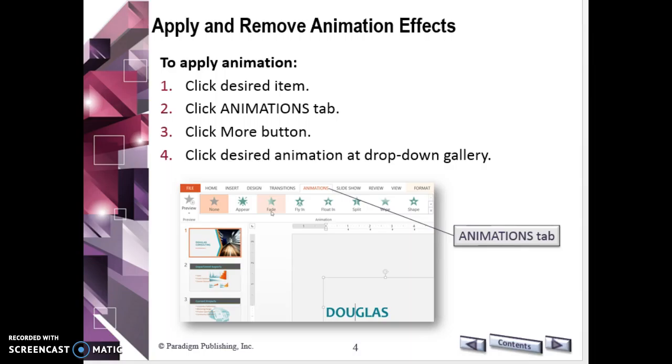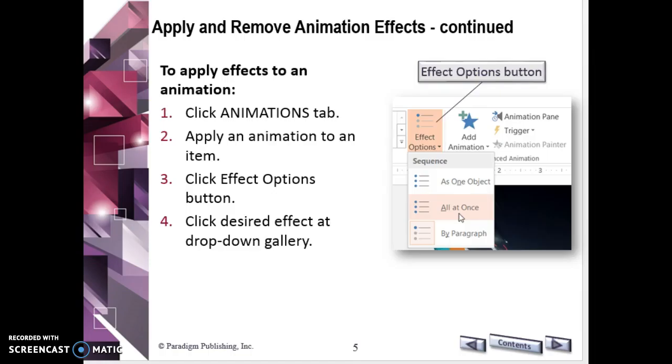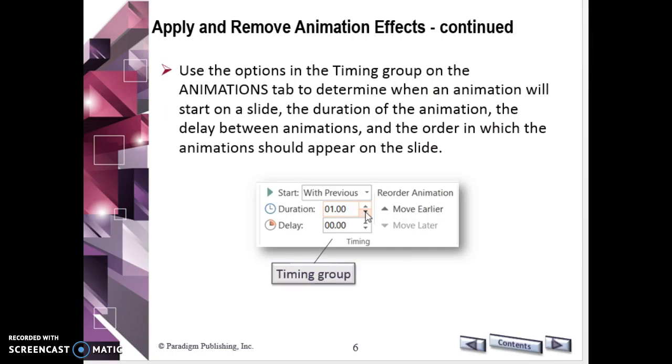That's what we're talking about when we talk about animation effects. This is going to show you how to do them all at once, by paragraph, or one object at a time, things like that. So we can pop things up on the screen as we look at a particular slide. That's what we're talking about when we talk about animations.